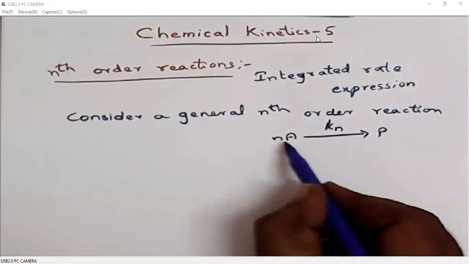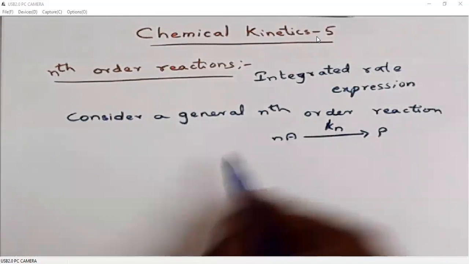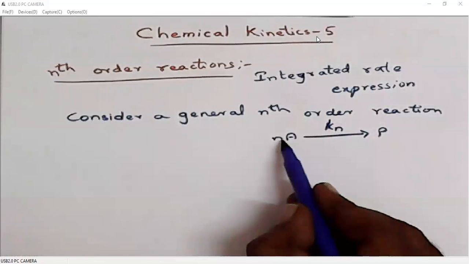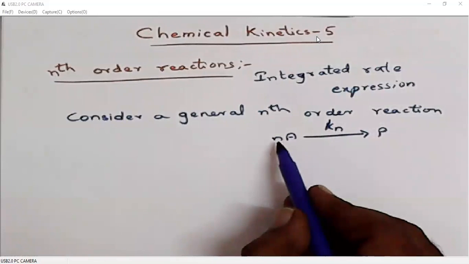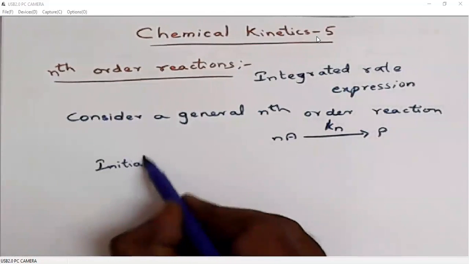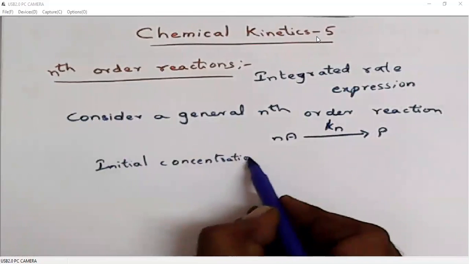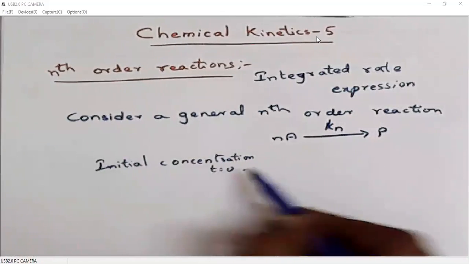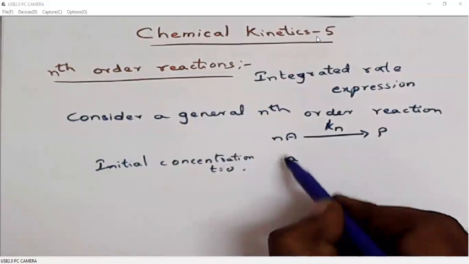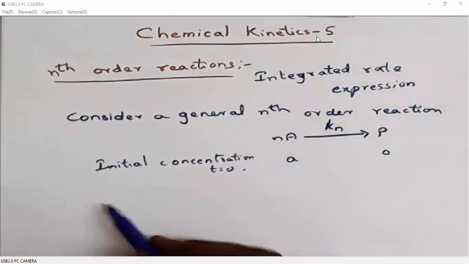Now we are considering that all the n species are same, or the concentrations of all the n species involved is the same. Then initial concentrations, that is at t equal to 0, say for example, we are starting this reaction with the A amount, product is 0.